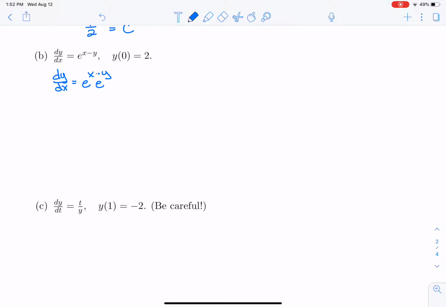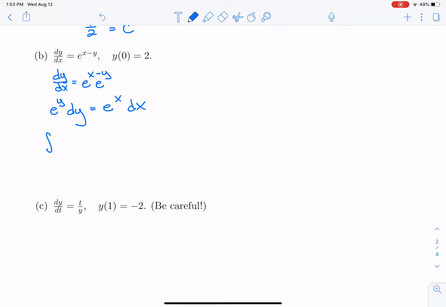And so we can separate this, and we can write this as e to the y dy, by multiplying both sides by e to the y, is equal to e to the x dx. Okay, this time I'm going to do these as definite integrals, just to do something different.